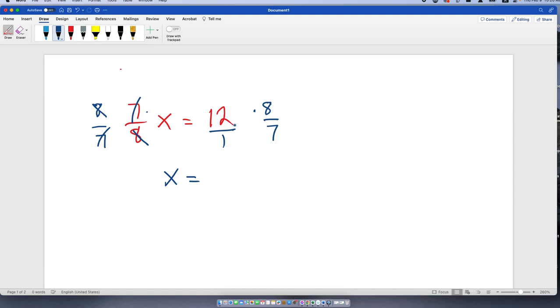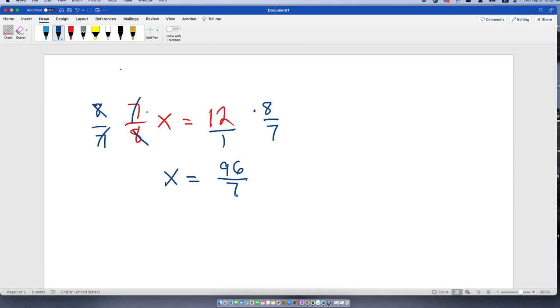Now, what do we do over here with the 12 times 8 sevenths? Multiply. So 12 times 8 is 96. 7 times 1 is 7. I never memorized my 12s, so I don't have it. It's all good. I hear you. Don't give away your secret. Yeah, good. So we end up with x equals 96 sevenths.